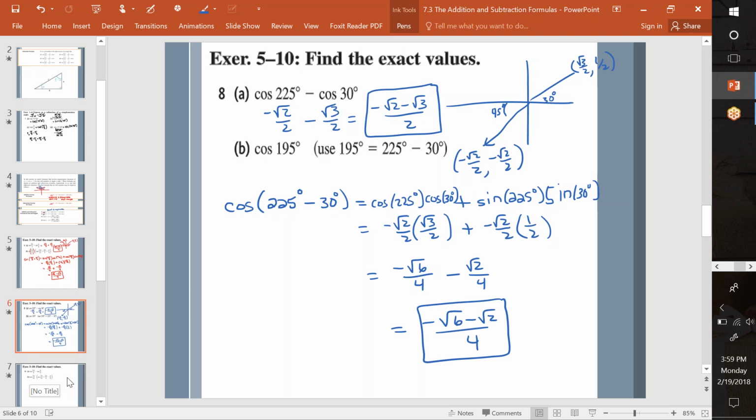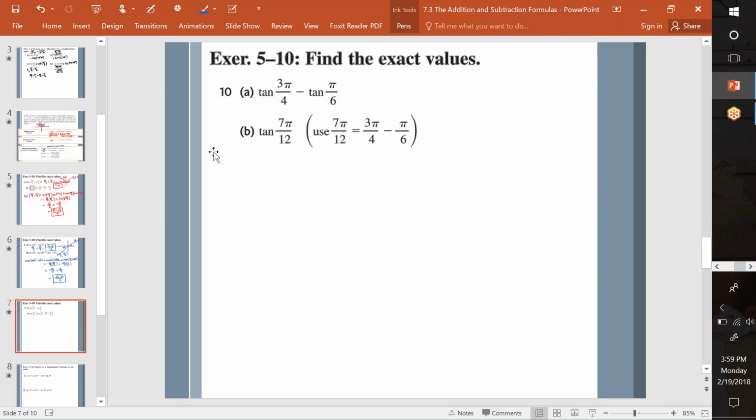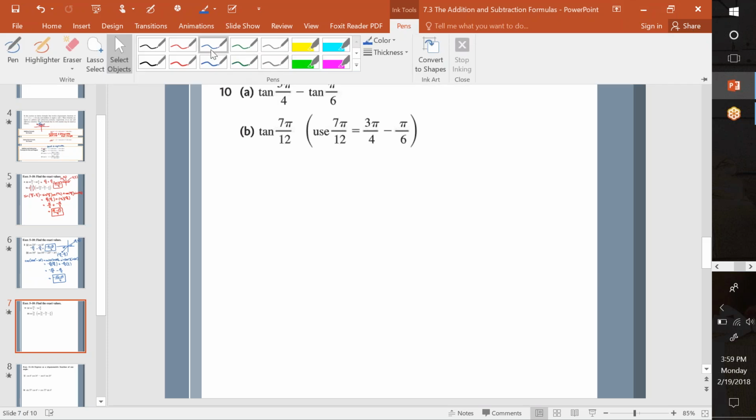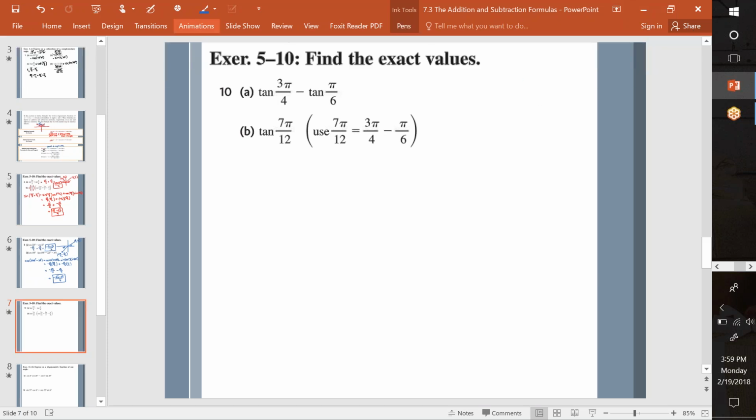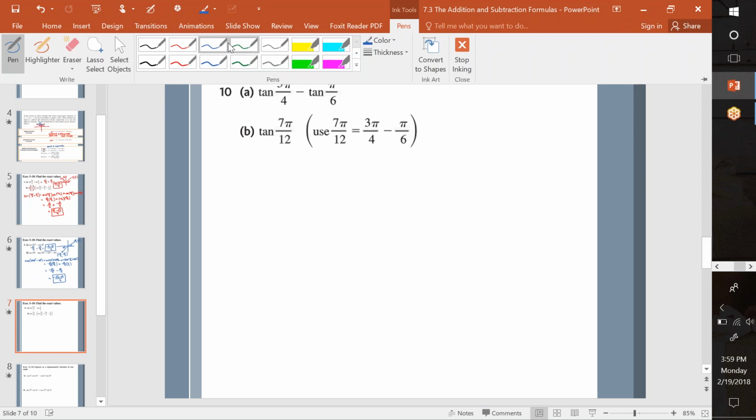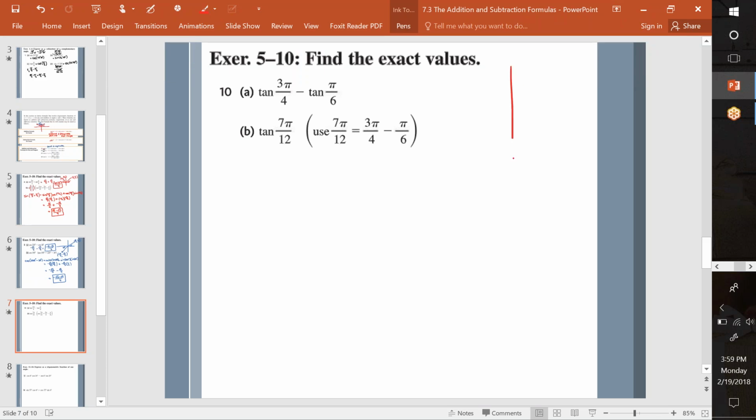Okay, so I'm guessing we're going to do a tangent next. Yeah. So the tangent formula was a little bit trickier. So we first need to figure out what we know about 3 pi over 4 and pi over 6. And remember, just finding a tangent, you do have to be more careful because you're looking at the ratio of sine over cosine. So let's figure out where 3 pi over 4 is, which is over here.